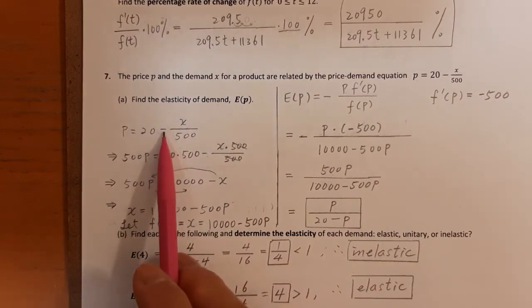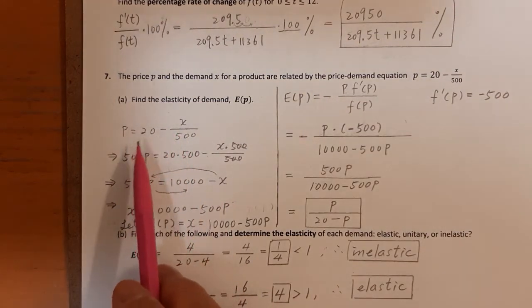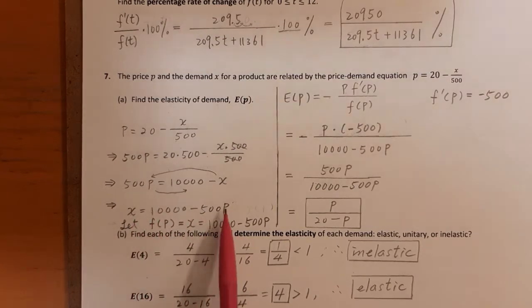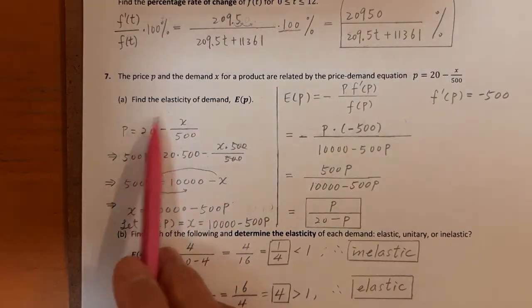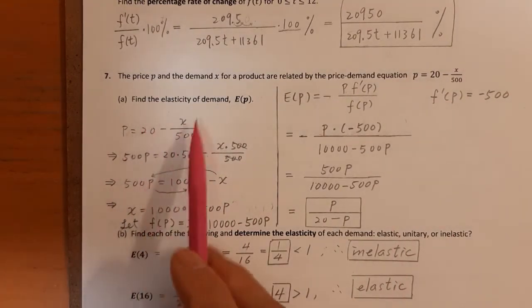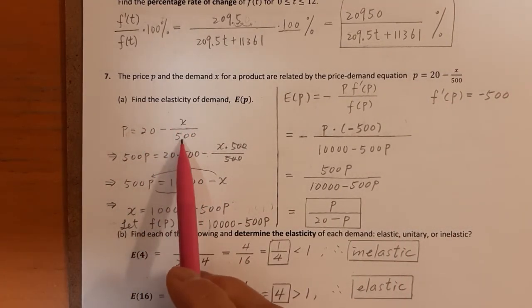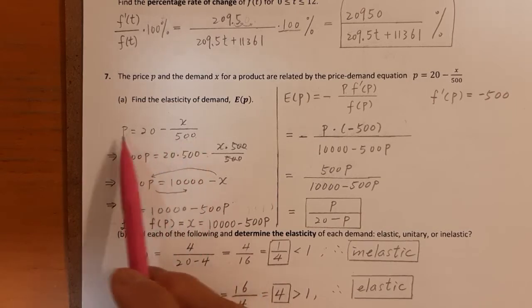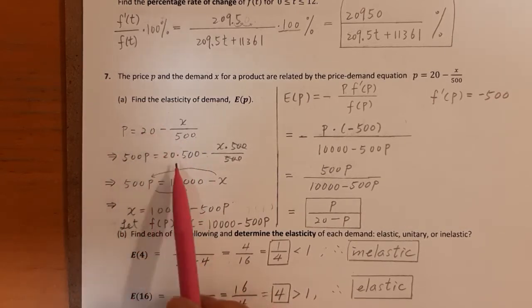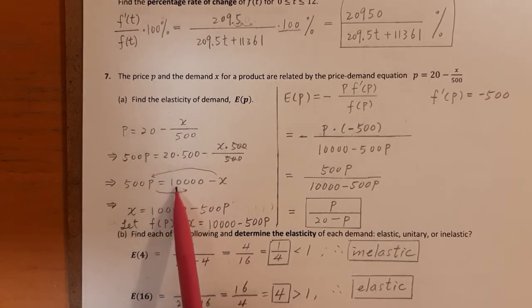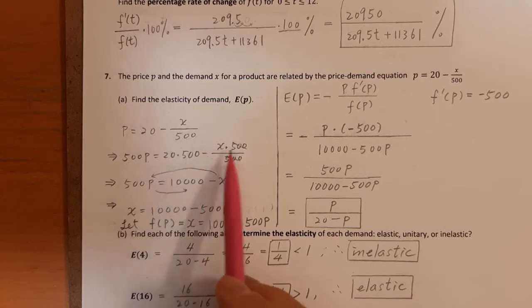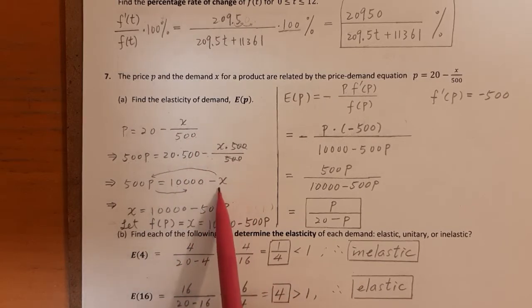So first of all, we have to change it to become X in terms of P. X equals... so we need to solve this for P. First of all, we multiply by the denominator 500. P times 500 is 500P. 20 times 500 gives 10,000, minus this term times 500, the 500 cancels, giving X.